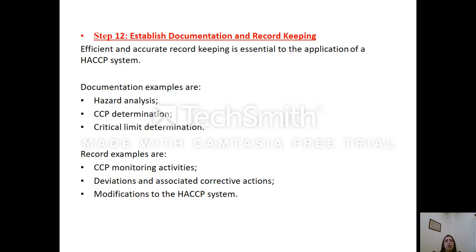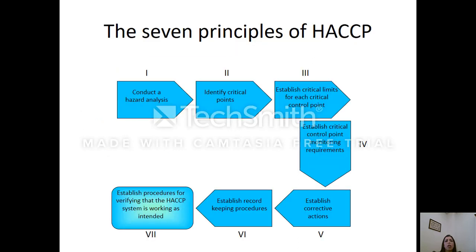So again, to summarize the 7 principles of HACCP: conduct a hazard analysis, identify CCPs, establish critical limits, monitor the critical limits, establish corrective action, make procedures for everything, and establish that the system is documented. Okay, so conduct a hazard analysis. Never forget the probability and the severity.